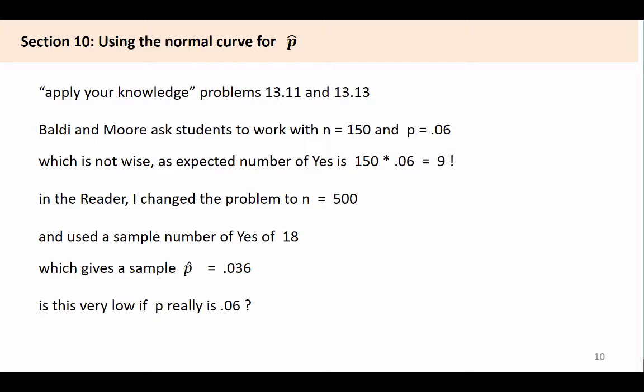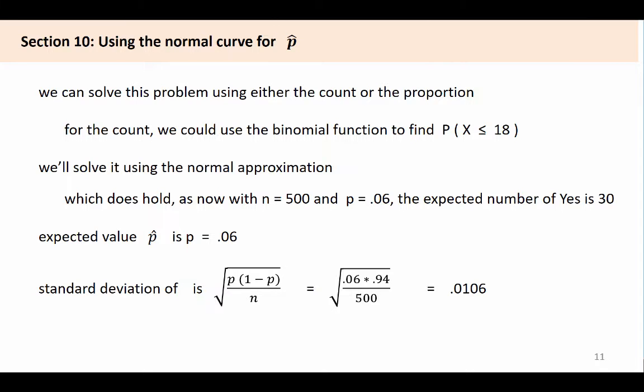We're going to look at some questions. Are we going to get a sample p hat of 0.036 if the population proportion is really 0.06? I'm a little more comfortable using the normal approximation here than in the original problem they set out. So you can do this using a counter of proportion. If you want to do the binomial function, just use the count of 18. If we're going to do a normal approximation, we're okay now with an n of 500 and a p of 0.06 because the expected number of yes is 30.